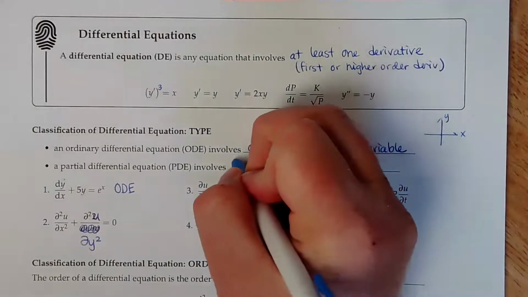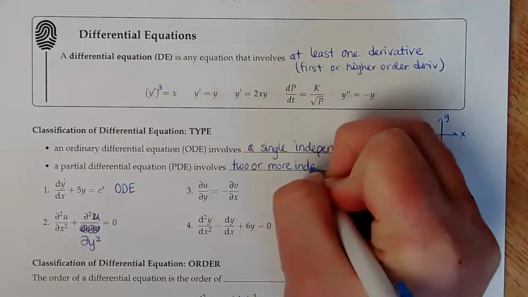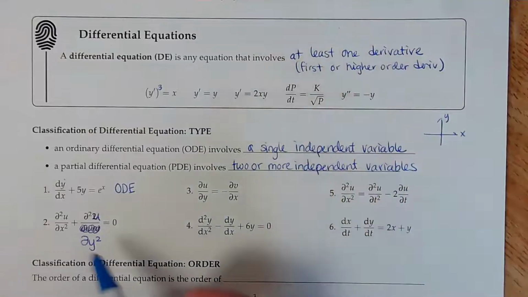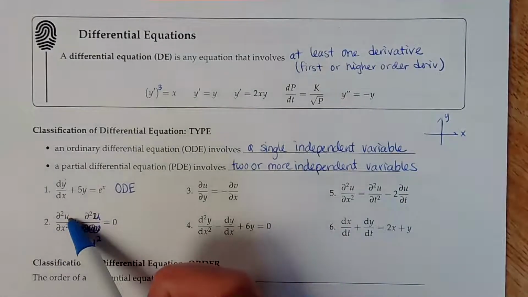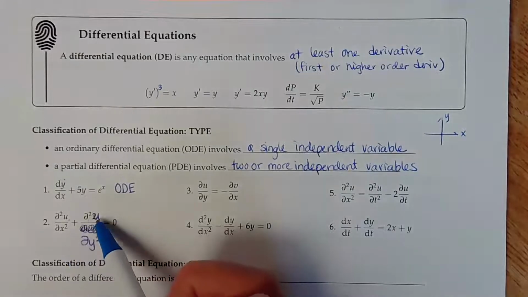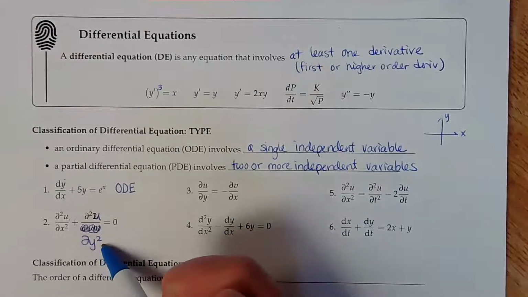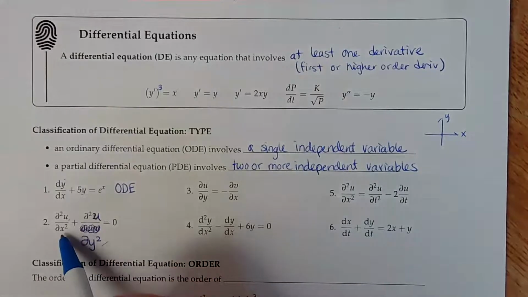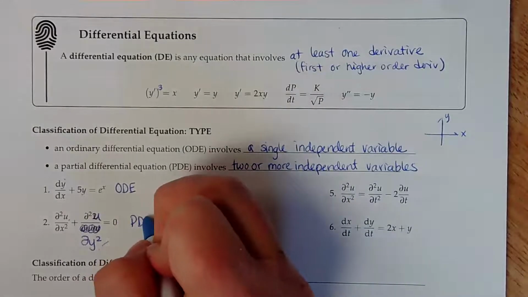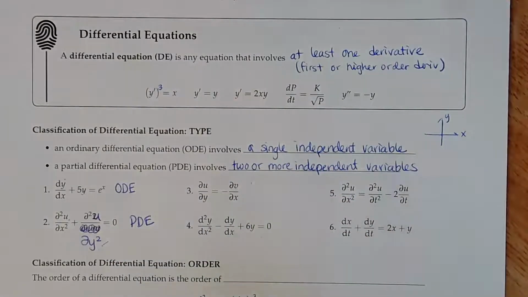A PDE has two or more independent variables. If we look at this example, this is the second derivative of u with respect to x, so the independent variable here is x. This one is the second derivative of u, but with respect to y, so the independent variable here is y. So I have two different independent variables, x and y. That makes this a PDE. All right, so go ahead and pause the video. I bet you can figure out what these four are pretty quickly, and we'll come back and do those.